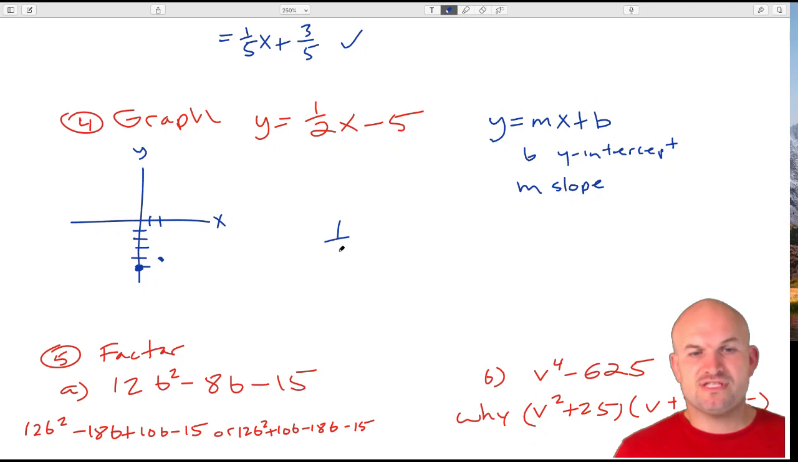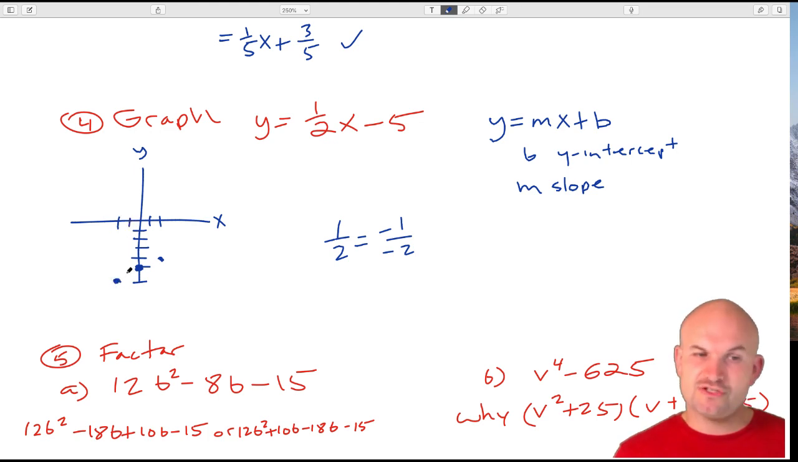But again, also notice that 1/2 is the same thing as -1 over -2. So what that means is I can also go down 1 and to the left 2. And I think that's usually what gets a lot of students. A lot of times we call this the slope triangle. Up 1, oops. Let's do it as a different color.